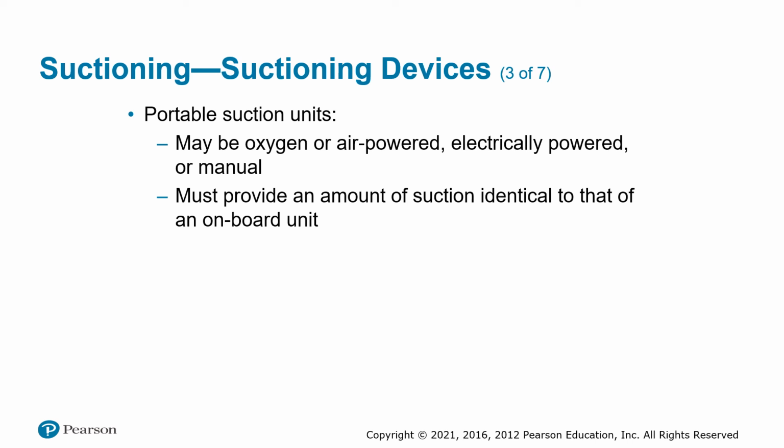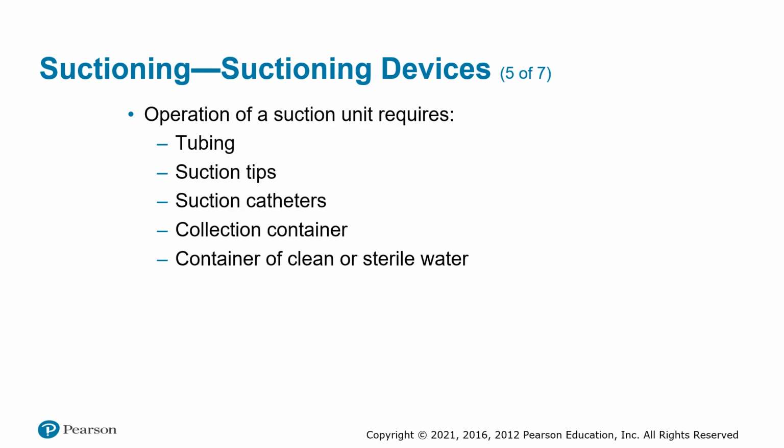Portable suction units may be oxygen or air powered, electrically powered, or manual. They must provide an amount of suction identical to that of an onboard unit. Operation of a suction unit requires tubing, suction tips, suction catheters, a collection container, and a container of clean, sterile water as well.